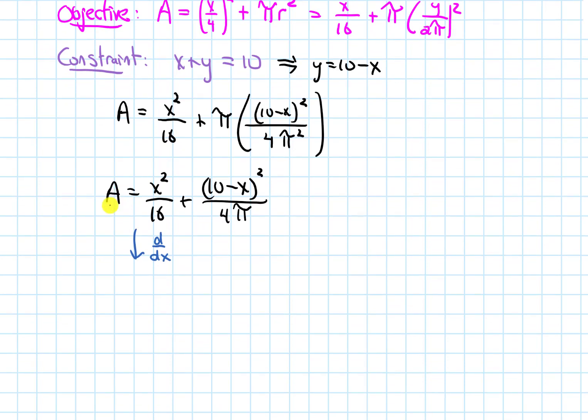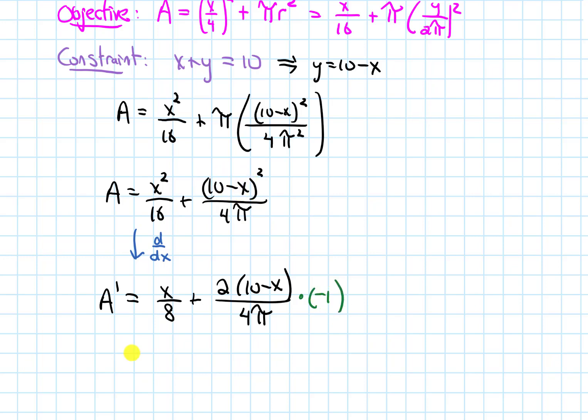So if we do that, we get A prime, the derivative of A, is going to be x over 8. When that 2 comes down, I get x over 8. And then on the next term, we do chain rule. So the 2 will come down. I'll get 2 times 10 minus x. We can keep the 4 pi on the bottom, because it's just a constant dividing this thing, so it can just stay there. But then I do the chain rule, and I multiply by the derivative of the inside, the derivative of 10 minus x, which is negative 1.